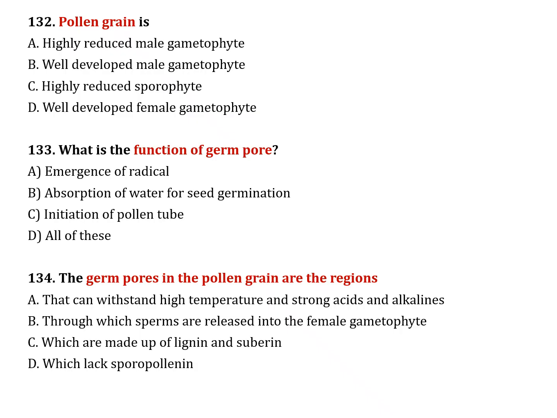Pollen grain is option A, highly reduced male gametophyte. Option B, well developed male gametophyte. Option C, highly reduced sporophyte. Option D, well developed female gametophyte. Correct answer is option A, highly reduced male gametophyte. The next question, number 133.